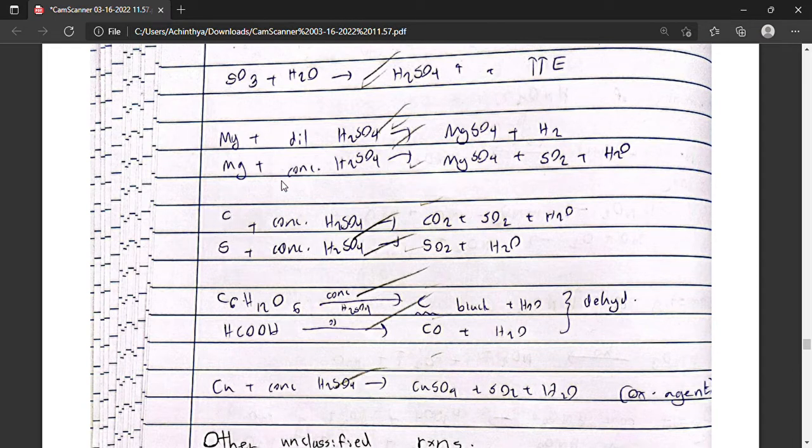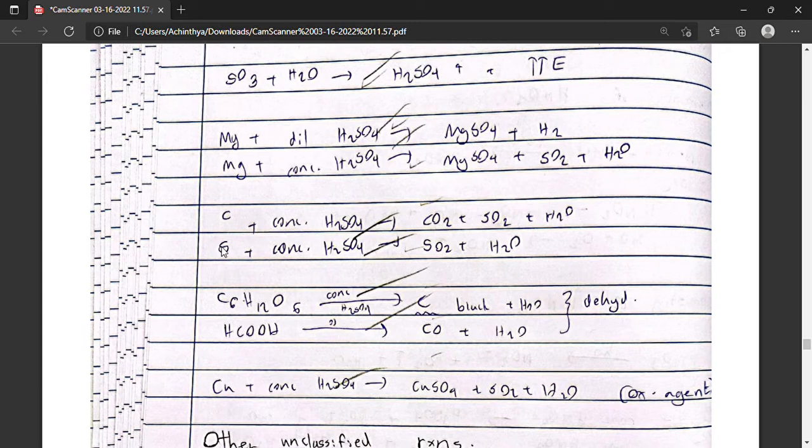Nonmetals react with concentrated acids to form the dioxide of the acid, the oxoacid, the oxide with the highest oxidation state of the nonmetal, and water. As we can see, the water is formed in both. Here, the dioxide of the concentrated acid is sulfur dioxide, as we can see over here, and in carbon, the oxide with the highest oxidation state is carbon dioxide, which is why carbon dioxide is here.